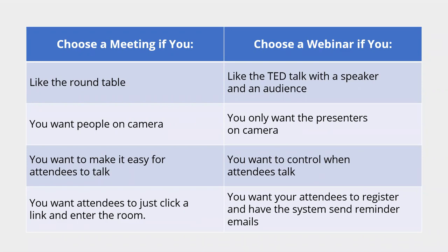But choose a webinar if you want the TED Talk. So those are the two versions: the round table for the meeting, or the TED Talk for the webinar. Webinar, if you only want the presenters on camera, you want to control when attendees talk, and you want your attendees to register. Now, this is important. This is the big one for a webinar: you want your attendees to register and have the system send reminder emails. The system will remind them, as many of you were reminded, to show up here tonight.